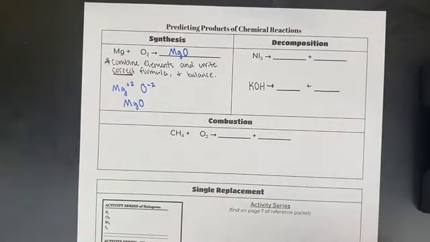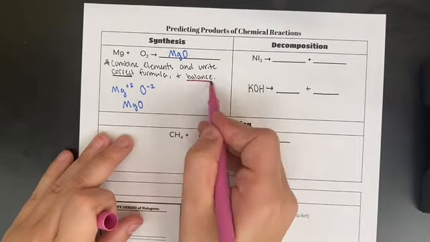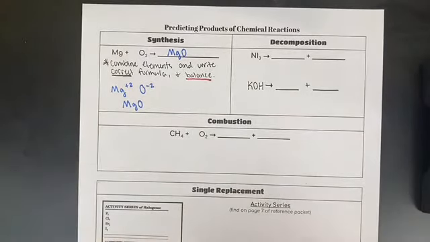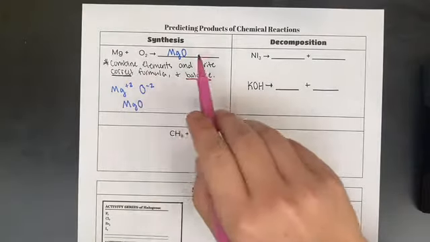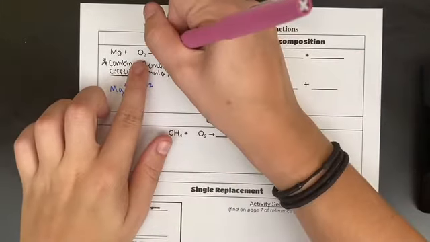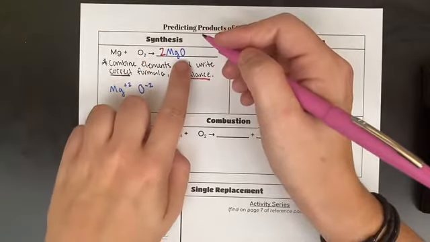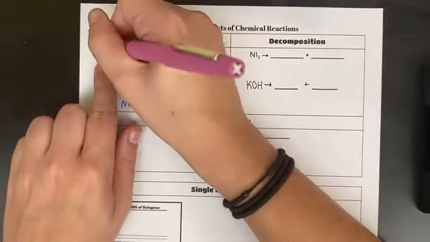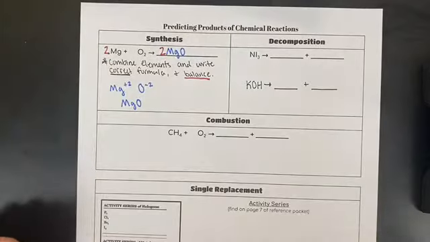But we also have to balance this reaction. That's a very important step that we can't forget. So to balance this, I need to see that my oxygens are not balanced. I need to put a 2 right here to balance out my oxygen, and now to balance out my magnesium, I need to put a 2 right there as well.